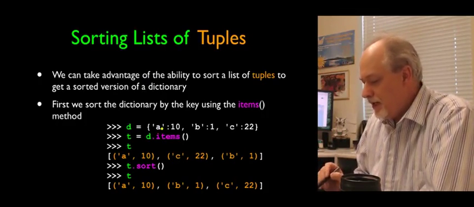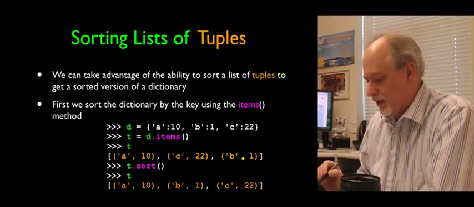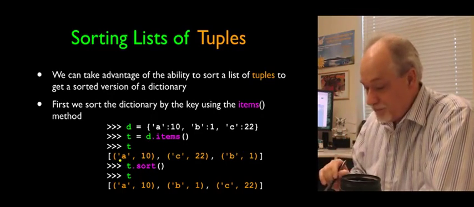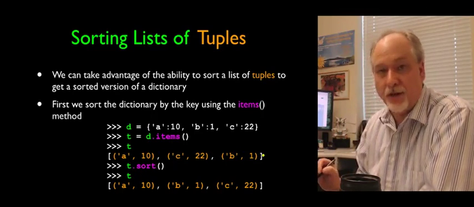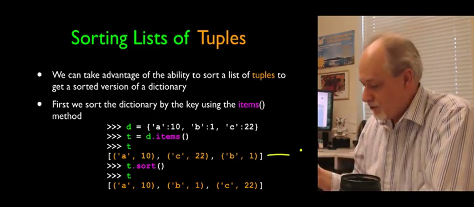So here is A, B, and C. A maps to 10, B maps to 1, C maps to 22. If I look at the items, I get back a list of 2-tuples, three 2-tuples. They are not sorted because dictionaries aren't sorted. A maps to 10, C maps to 22, and B maps to 1. The order that these come out in is not something that we can control.